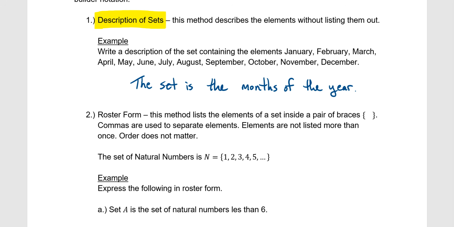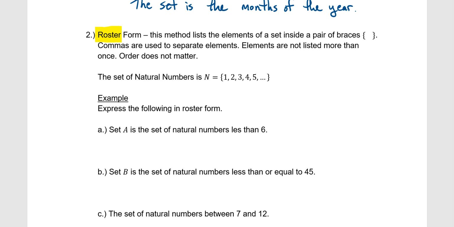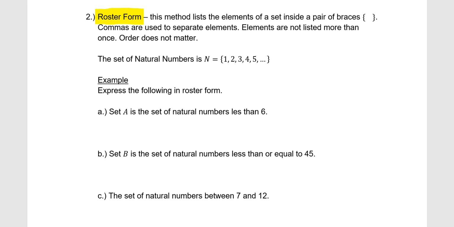For the next one, let's take a look at roster form. For roster form, this method is going to list the elements of a set inside a pair of braces, or these squiggly brackets. The technical name for those is braces. In roster form, inside of those braces, commas are going to be used to separate elements. The elements are not listed more than once, and the order does not matter.